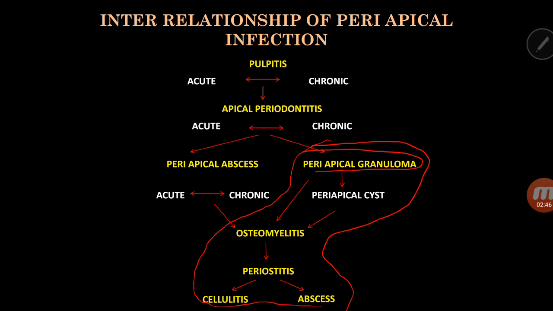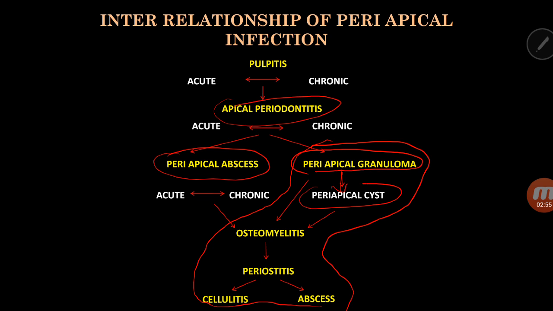So periapical granuloma can be a sequel of periapical abscess, or can be a sequel of apical periodontitis, which leads to periapical cyst. The periapical cyst leads to a bony defect, that is osteomyelitis, which leads to periostitis, which can be converted into a generalized abscess. Okay, it's not periapical, it's a generalized abscess, or it can be a cellulitis.